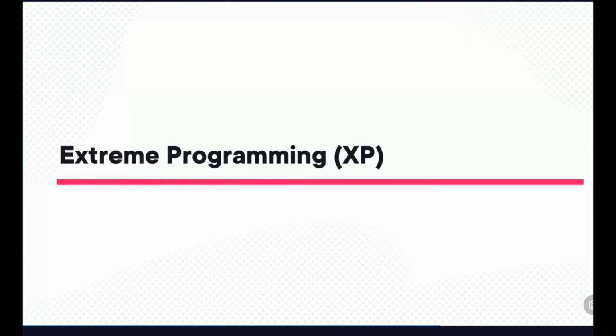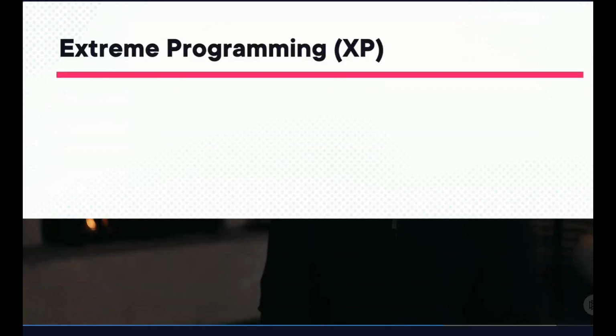Extreme Programming, or XP, was designed to improve software quality and responsiveness to changing customer requirements. XP emphasizes fast feedback, continuous testing, and continuous integration to enable frequent releases of working software. XP also includes a set of practices, such as test-driven development, which encourages developers to write automated tests before writing any code. This helps to ensure that the code is correct and that it meets the requirements.